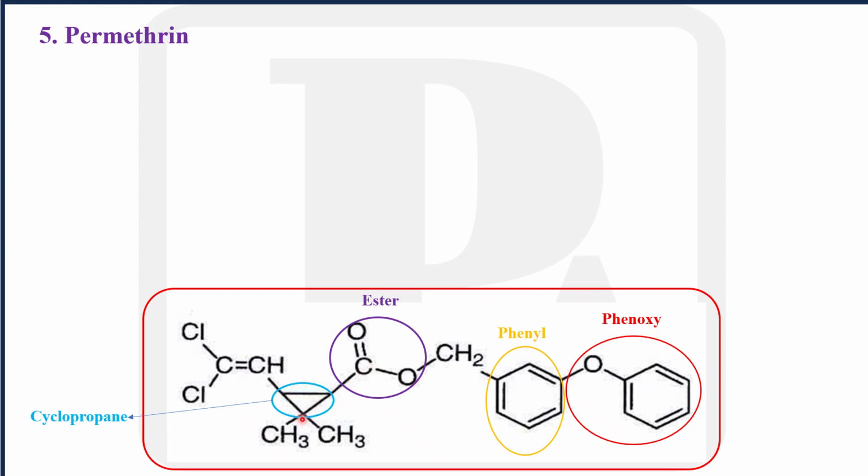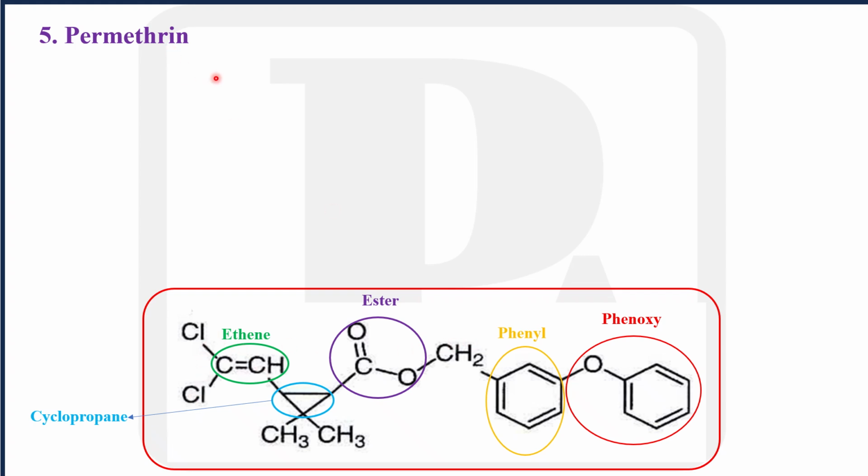2 more ends it is having. So one end is connected with the 2 methyl groups. Another end is connected to the ethene. That ethene is having 2 chlorines. What is permethrin? So ester. One end is phenoxyphenyl methyl, another end is cyclopropane that is having 2 methyls and ethene. That ethene is having 2 chlorines.